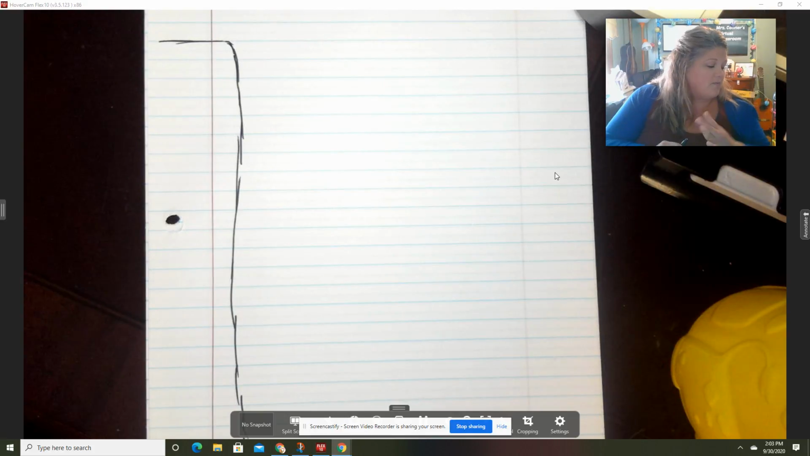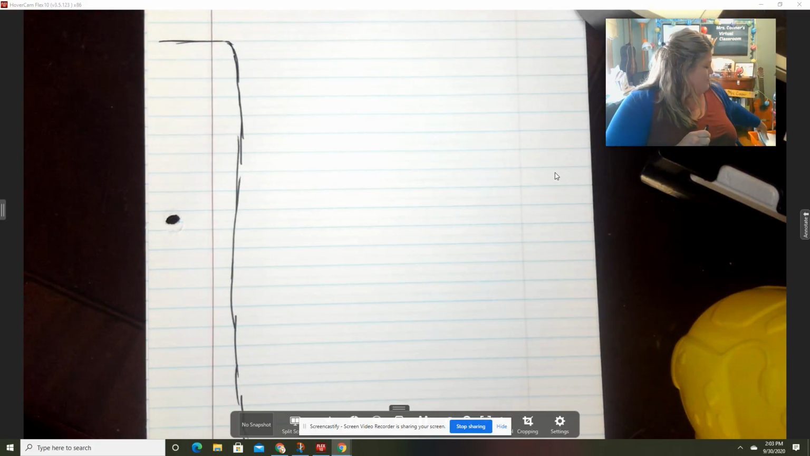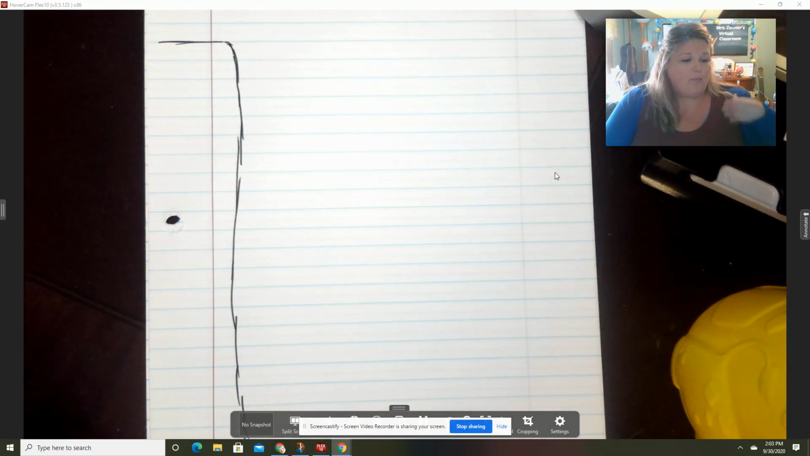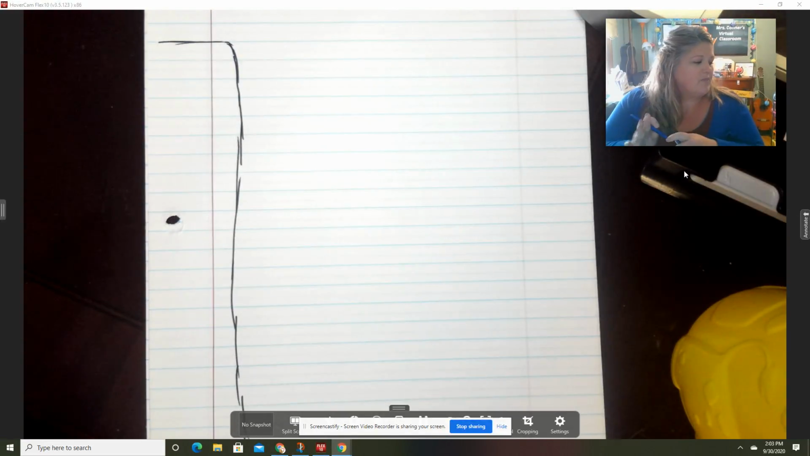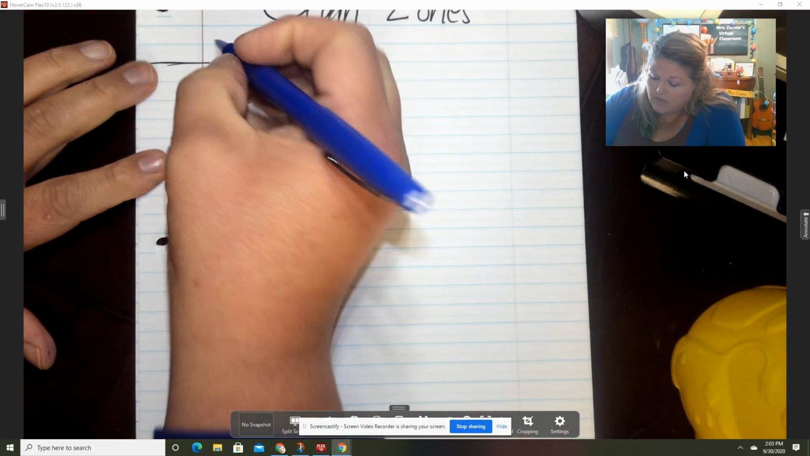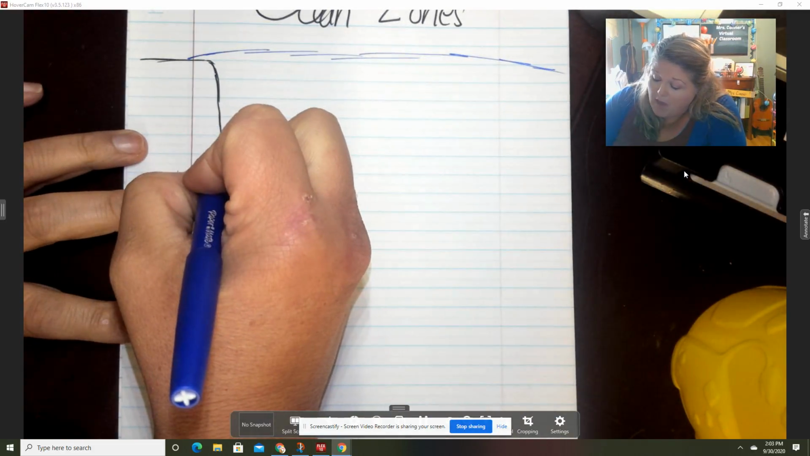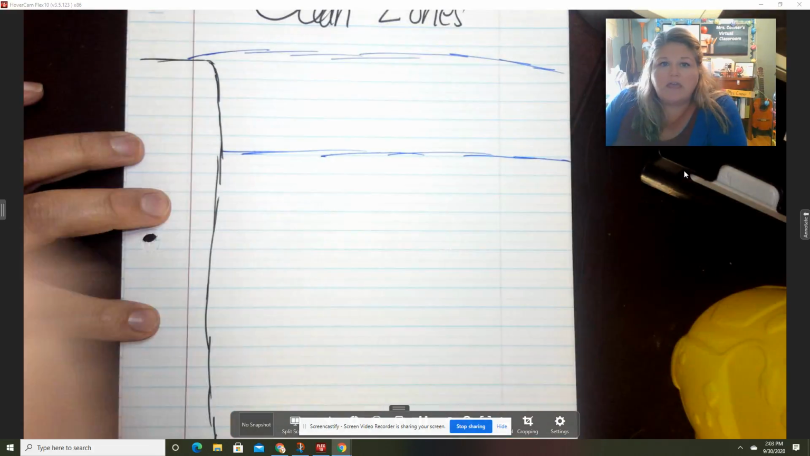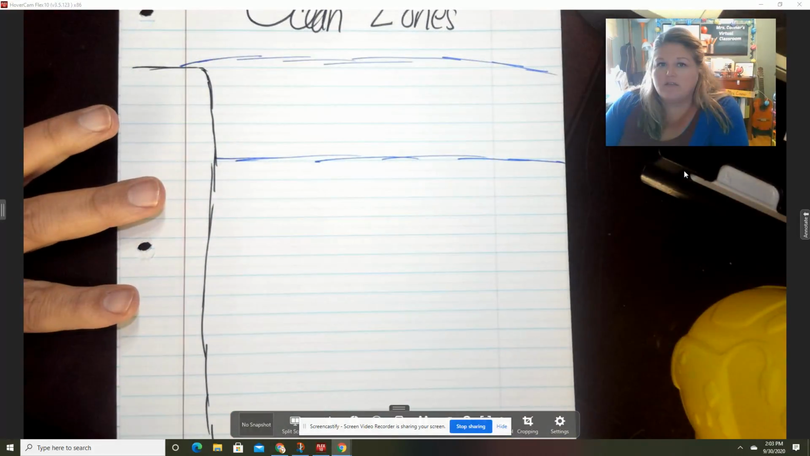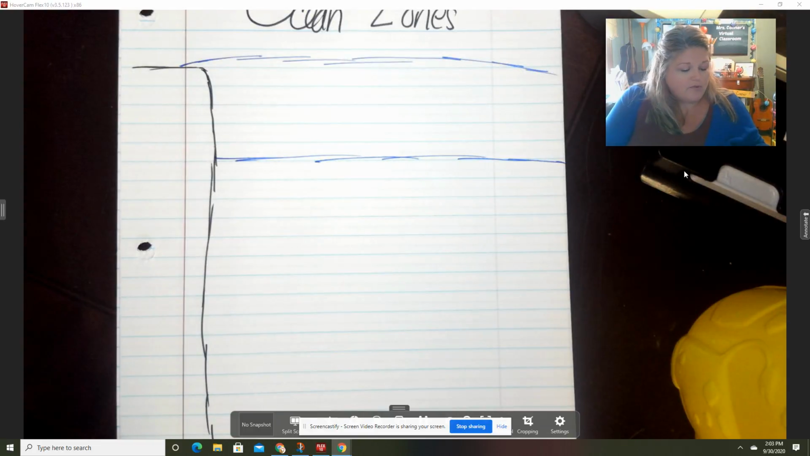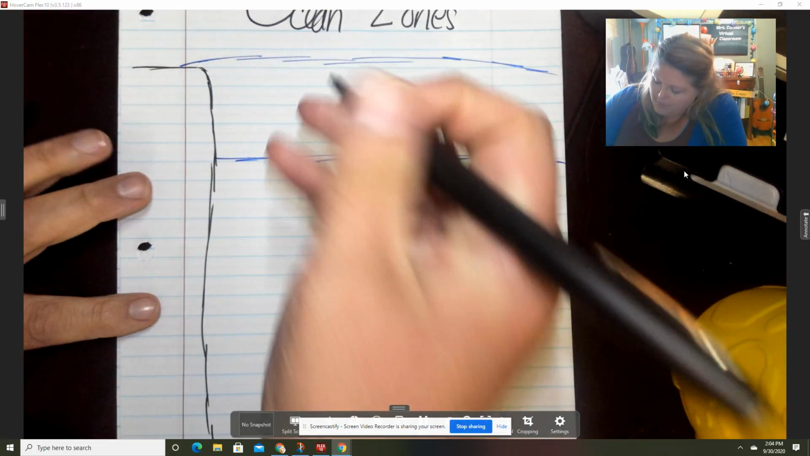Okay. So the ocean has three zones, and there are three zones that we have to know about. They're broken up into three different categories that have different characteristics. The first zone is going to be at the top. It's a small part of the ocean, because remember, the ocean is very huge, very vast, and what we see of it only makes up a small part of it. So the first zone is called the sunlight zone.